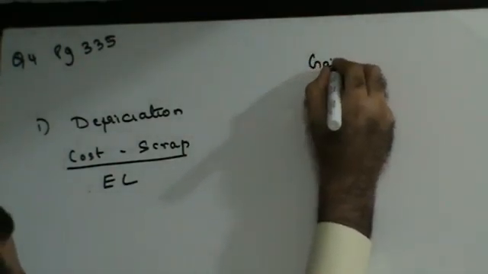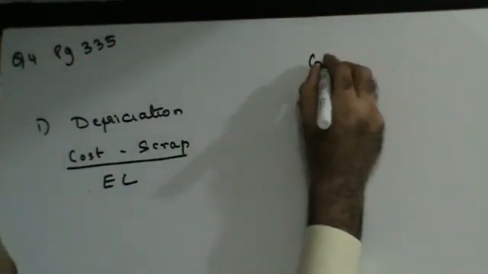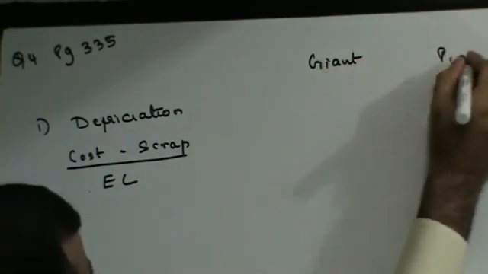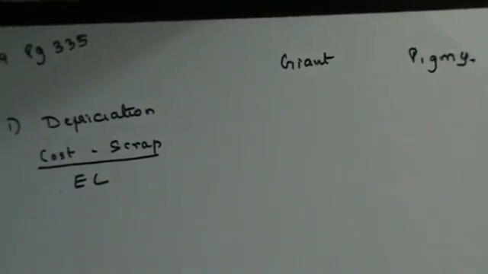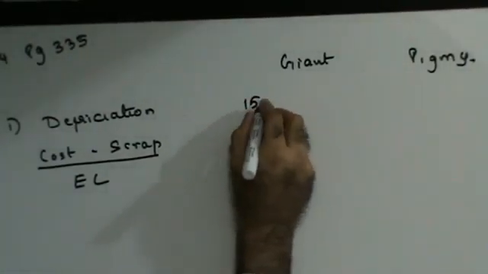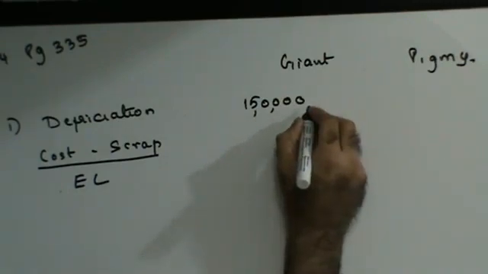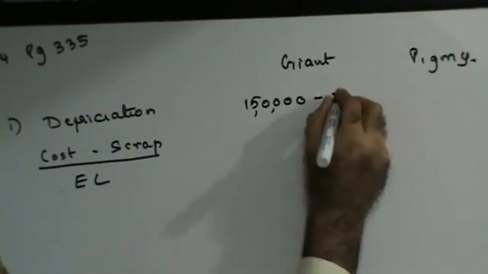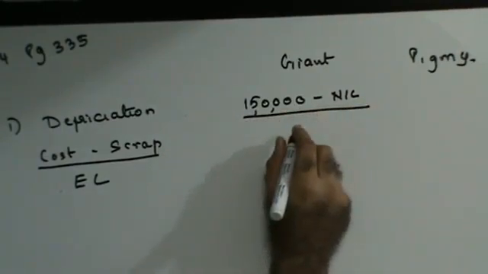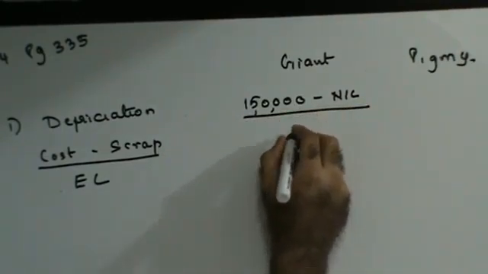Since the tax rate is given to you, the first thing you will do is find out depreciation. Depreciation is given by the formula cost minus scrap upon estimated life. They've given you two options. One is Giant and the other is Pygmy. Now the cost of the machinery is given to you as 1,50,000. They haven't given you scrap value. Life of the asset is 5 years.